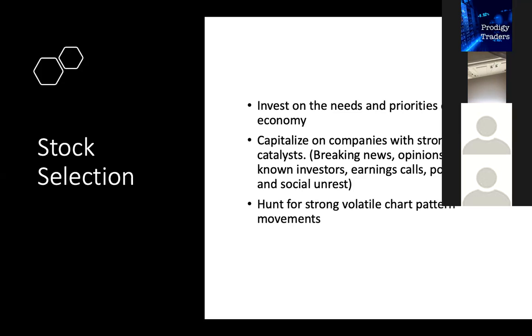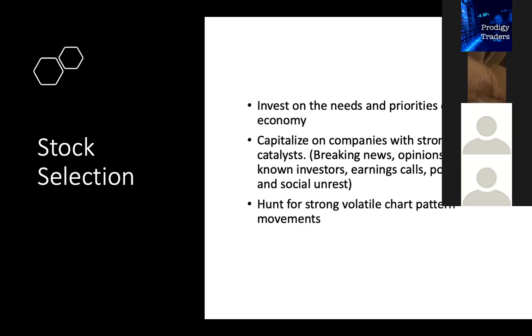Stock selection. This is key, because if you don't select the proper stocks, whether it's long term investing, mid term, short term investing, or day trading, you're going to fail. How I like to base my stock selection is I invest on the needs and the priorities of the economy. For example, in January, COVID hit, so I invested in pharmaceutical companies. You invest in companies like Zoom, who profit from telecommunication, etc.